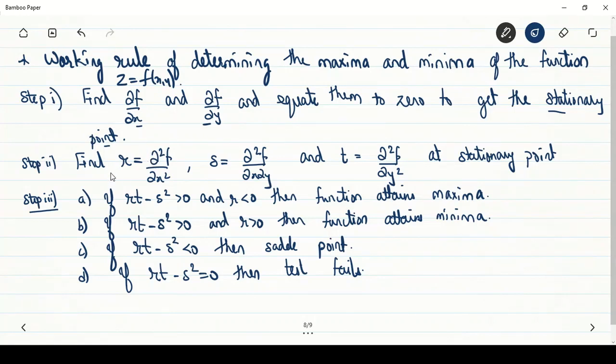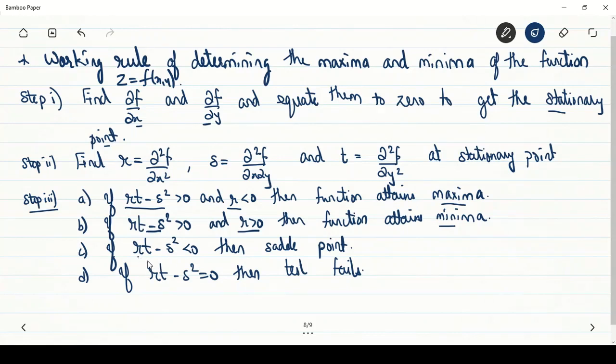Then the second step is to find r, that is equal to del square f by del x square, s, that is equal to del square f by del x del y, and t, that is equal to del square f by del y square at the stationary points. Now after finding this r, s and t, we find rt minus s square. If rt minus s square is positive and r is negative, then the function attains maxima at that critical point. Similarly, if rt minus s square is positive, that is greater than 0, and r is greater than 0, then the function attains minima at that point.